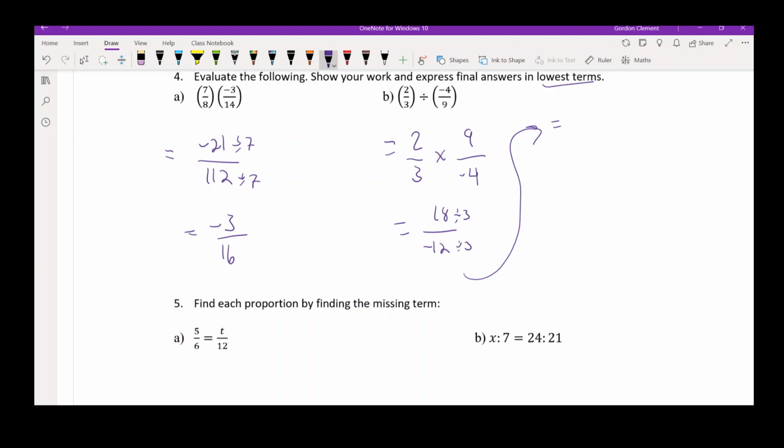And I'll get 6 over negative 4. And I see, oh, 3 wasn't the biggest possible number, I guess. I guess 6 would have worked better, but since they're both still even, I see 2 goes into both, and I can make it 3 over 2. And whenever you have a negative in a fraction, 6 divided by negative 4 is a negative number. It's a negative answer. I like to put the negative on top. So negative 3 over 2 is how I would leave that one.